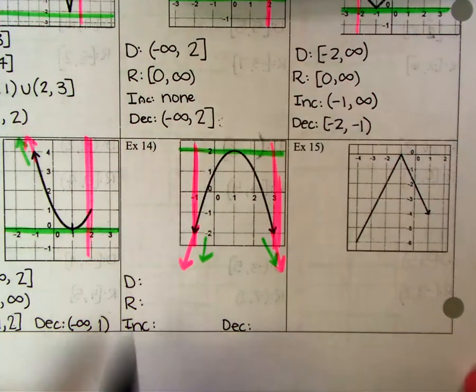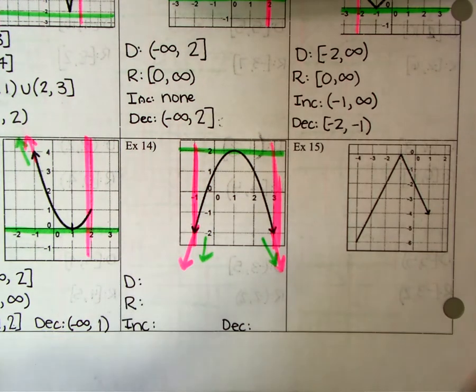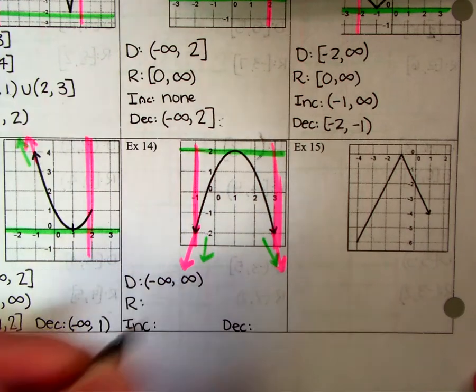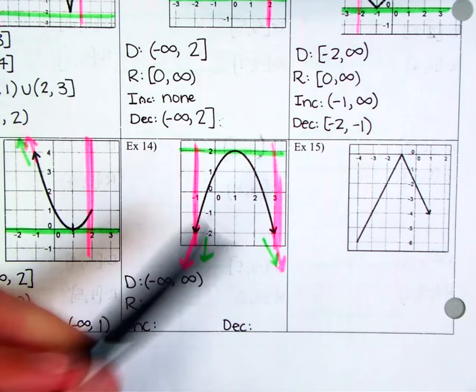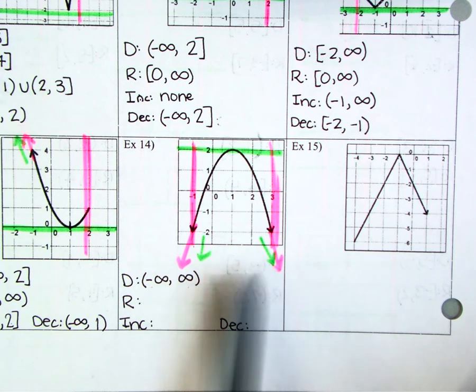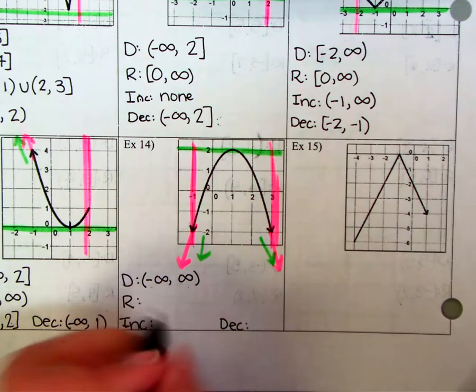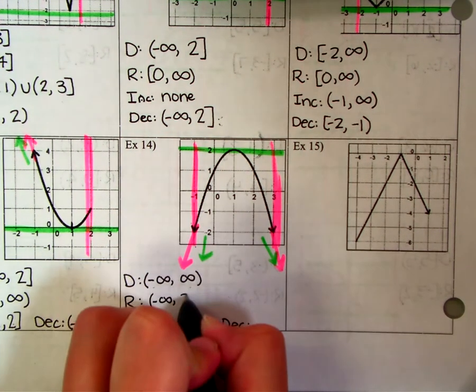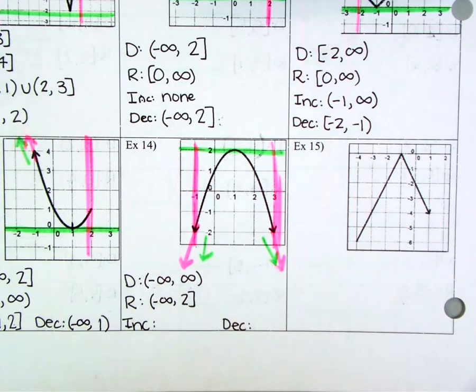All right, so my domain, I've got arrows on both sides. So that means my function is continuing forever in both directions. So your domain, this is called a parabola, it's a quadratic function, is -infinity to positive infinity. And when we get to quadratic functions, we'll talk a lot more about why that domain is the way that it is. And so my range, the bottom of my function, it goes forever in the negative direction. So the smallest value is going to be -infinity, and it stops at +2. Remember, we're reading off the y-axis for range.